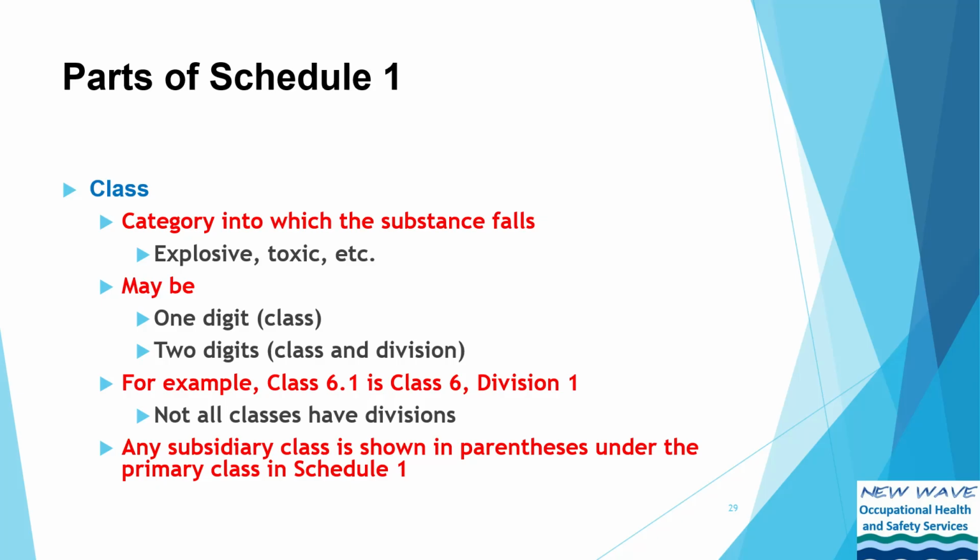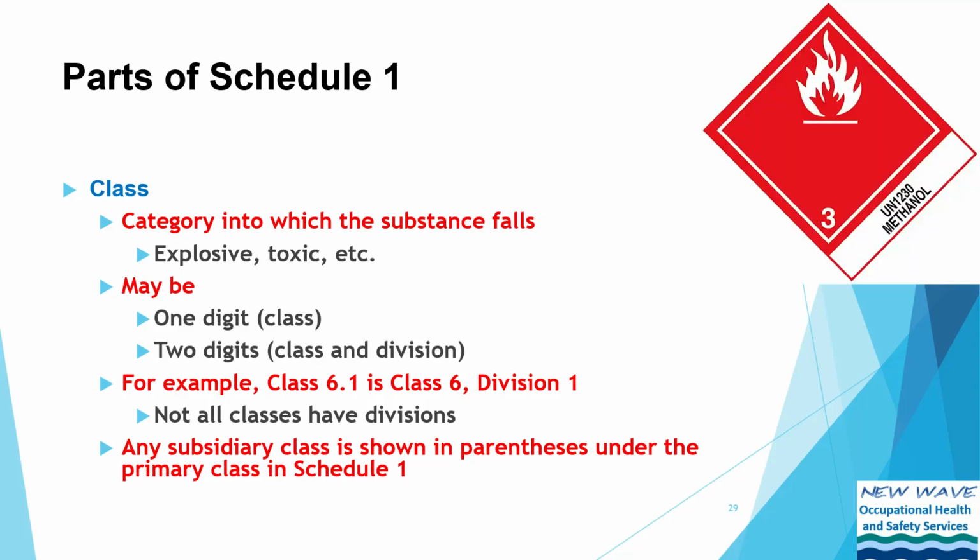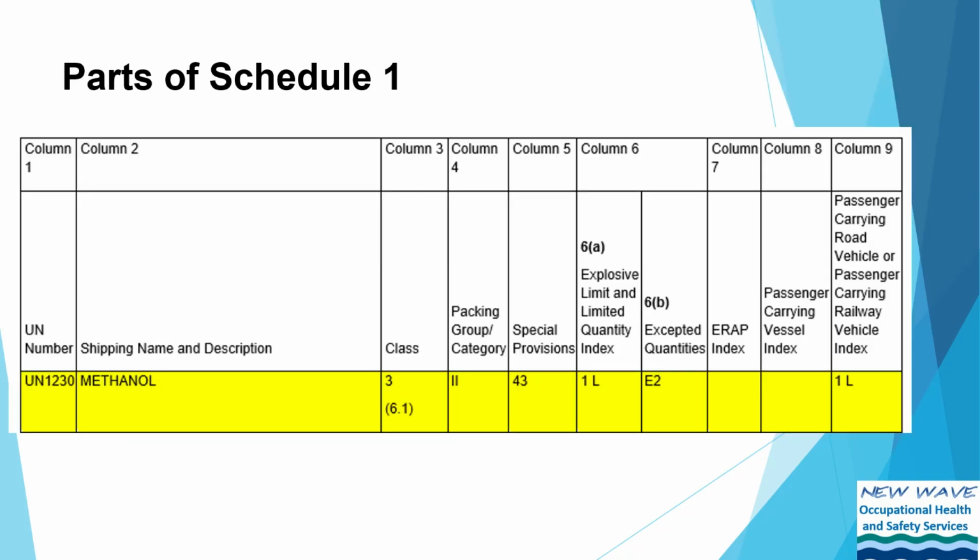Any subsidiary class is shown in parentheses below the primary class in Schedule 1. For example, here you see methanol, which has a primary class of 3 and a subsidiary class of 6.1.